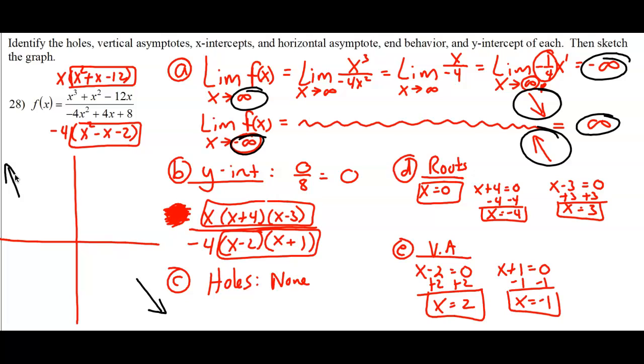We also have a y-intercept at 0, so I'm going to put a dot there at 0. We don't have any holes this time, so we'll skip that. I've got a root at 0, which is the same thing as the y-intercept in this case. I've got another root at -4. And I've got another root at 3.